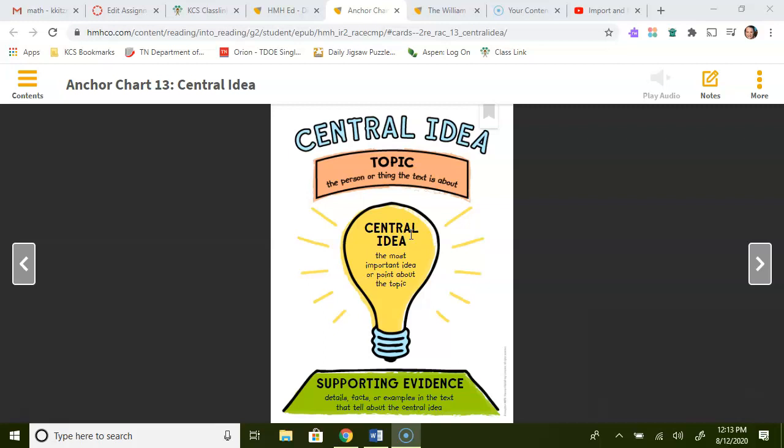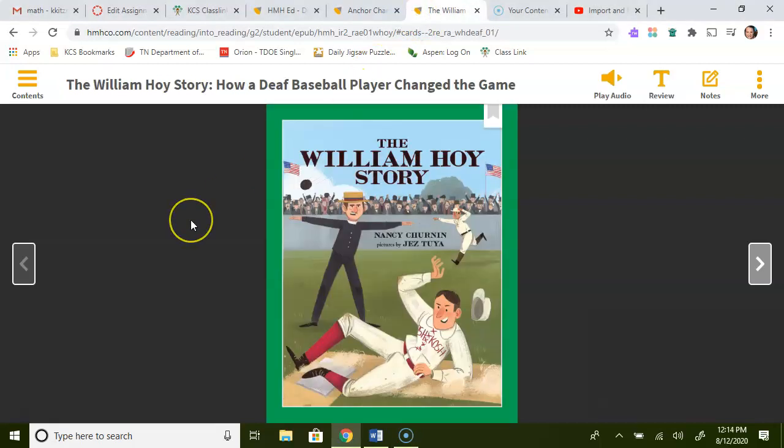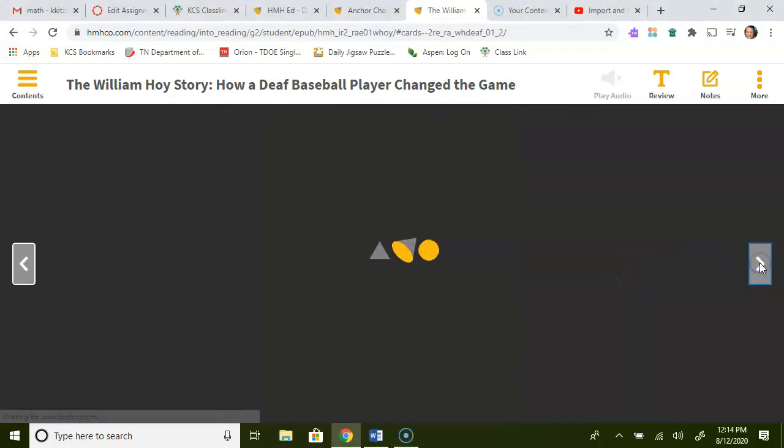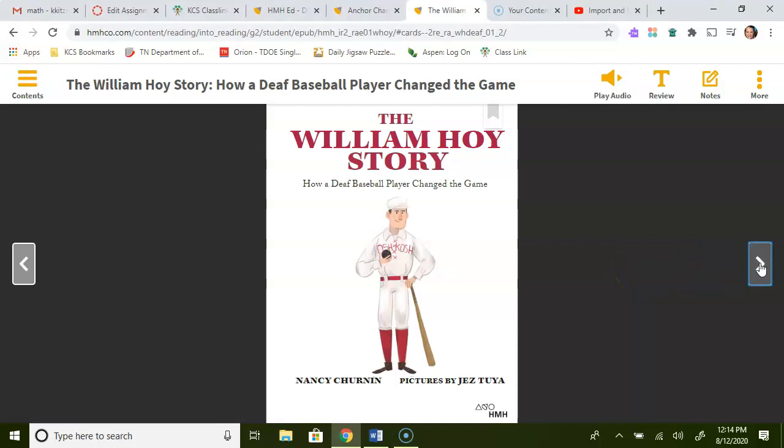So, as we're reading this story today, I want you to see if you can think about the central idea for this story. What is the most important idea or point about the topic? Who or what is the topic? And what are some things that you've heard or saw in the story that would tell you what the central idea might be? I think you all are really going to enjoy this story today. It's called The William Hoy Story by Nancy Churnin. It's how a deaf baseball player changed the game.